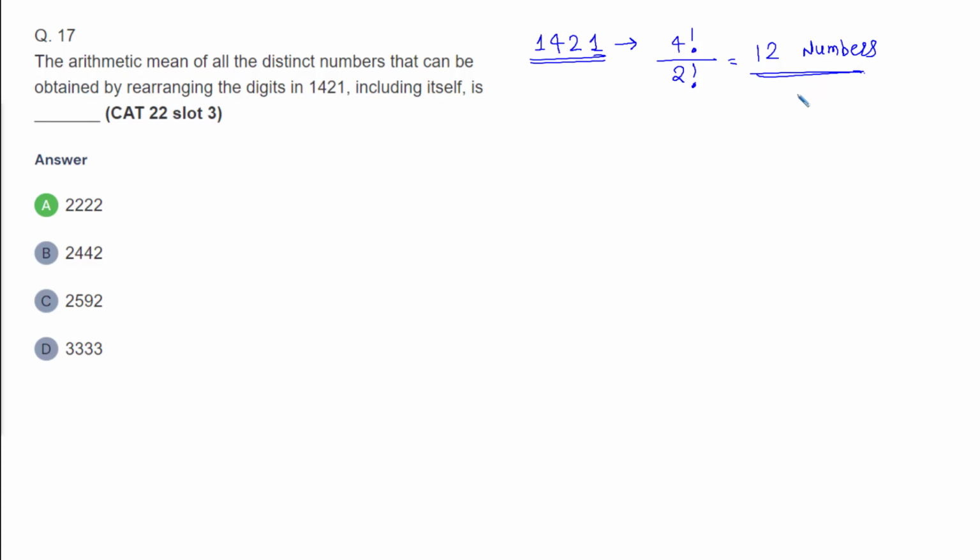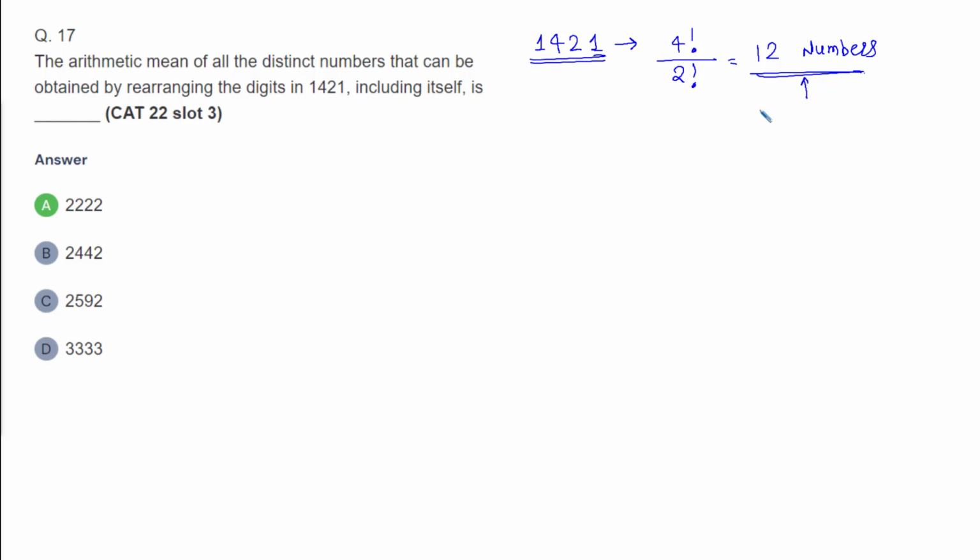So we need to find the sum of all these 12 numbers, and we need to divide it by 12. So let's have a look at how we can find the sum of these 12 numbers. First of all, let's get the total value of unit place, then total value of 10th place, 100th place, 1000th place. How can we do that? Let's have a look at it.